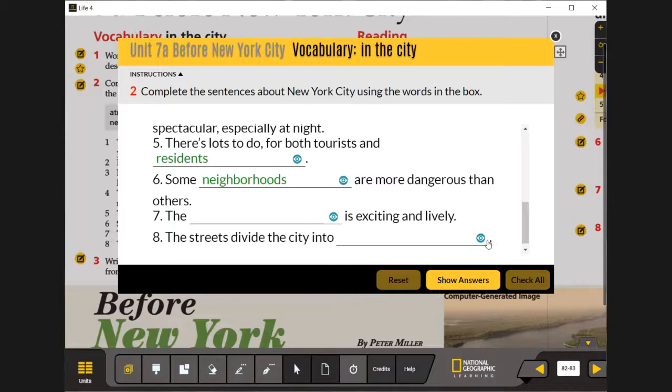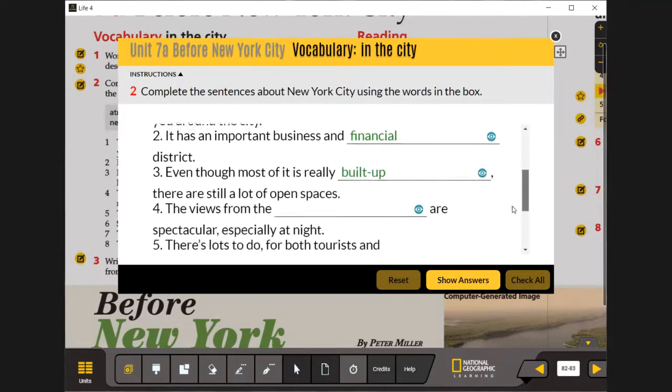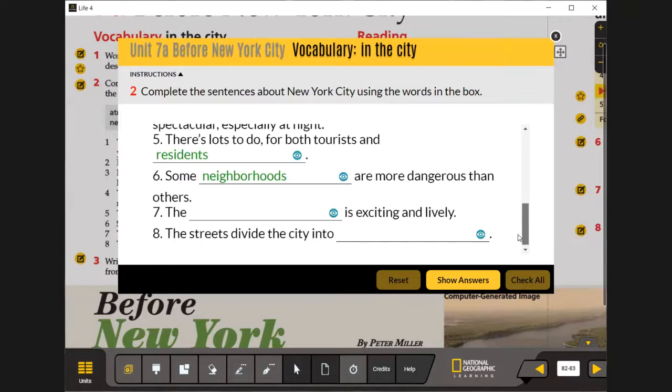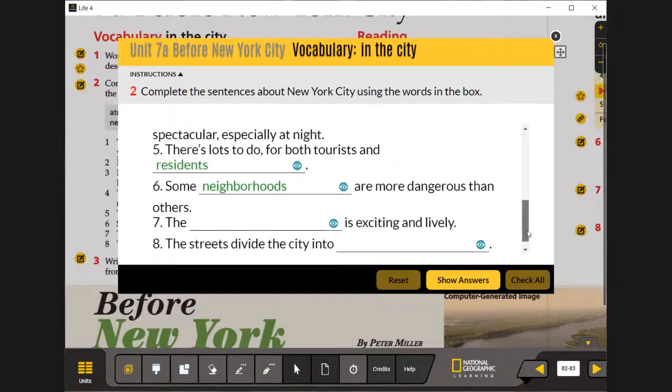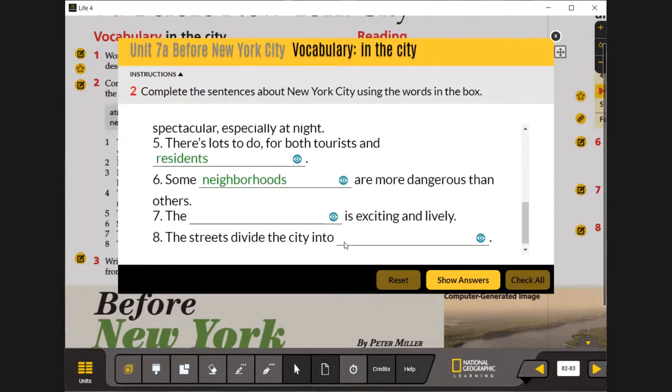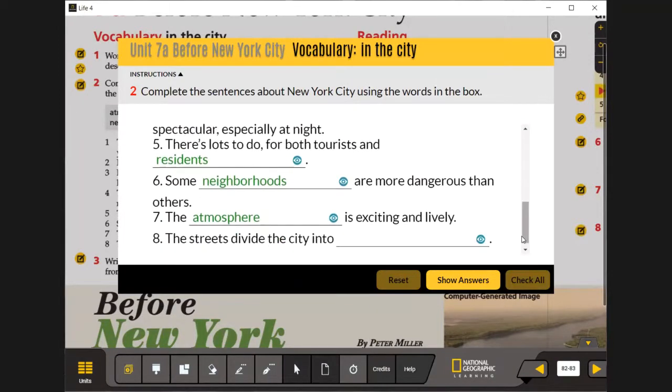Seven? Me, but can I see the answers? Yes. The blocks? No, probably the atmosphere, right? Okay, let me see. Yeah, the atmosphere. It's exciting and lively. Lively. Yeah, lively is full of life. Yeah, this is New York, the city that never sleeps.